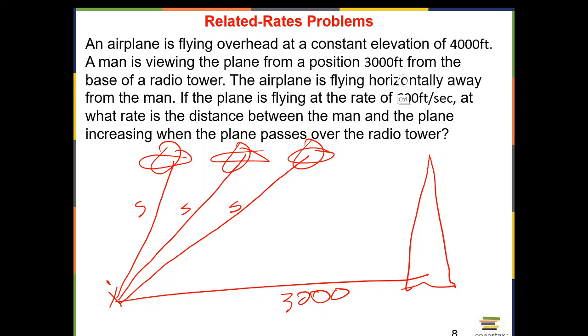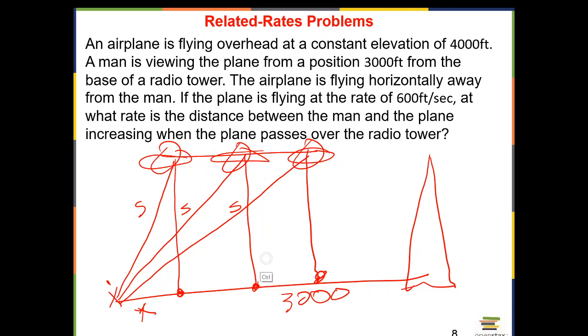So the airplane is flying horizontally away from the man. If the plane is flying at a rate of 600 feet per second, let's call this direction X, which is really the distance. If you think of the vertical shadow of the airplane down here, this distance is X, right? The distance from the man to this point is x. And if it goes over here, at this point would be another x, and at this point another x, right? So there are two variables changing, s and x.